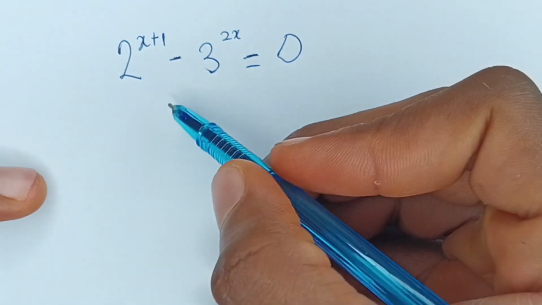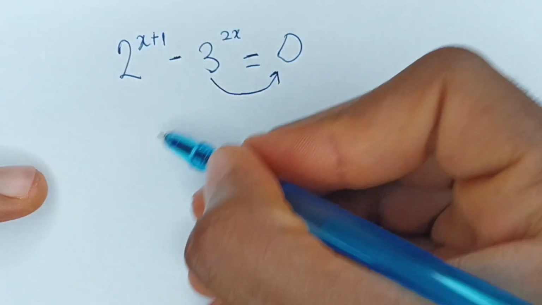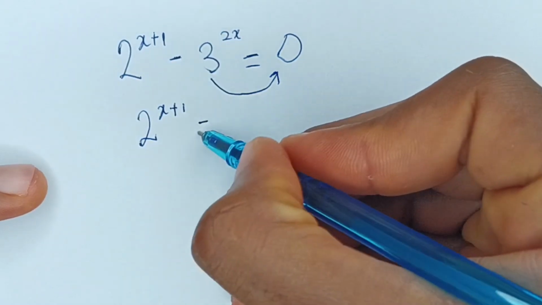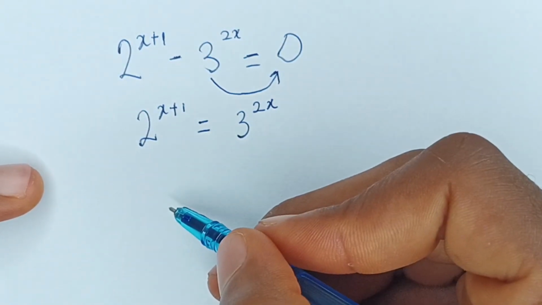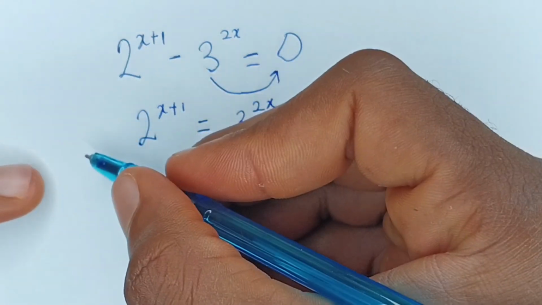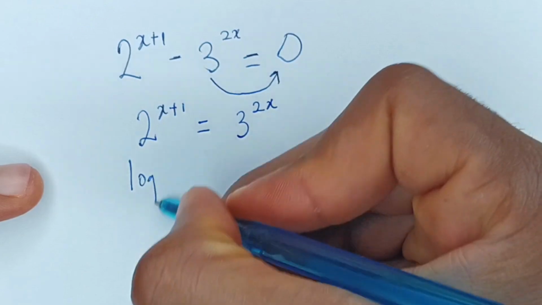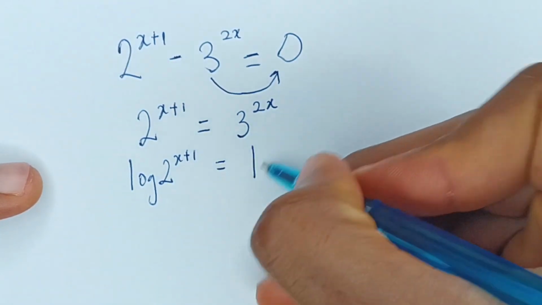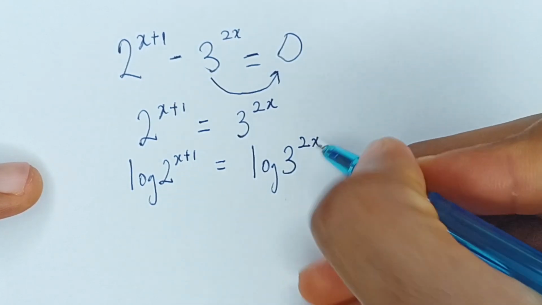Okay, so the first thing I do here is to cross this over to this side. So I have 2 raised to the power x plus 1 becomes equal to 3 raised to the power 2x. Now I can decide to take the logarithm of both sides. So I'm going to have log of 2 raised to the power x plus 1 to be equal to log of 3 raised to the power 2x.